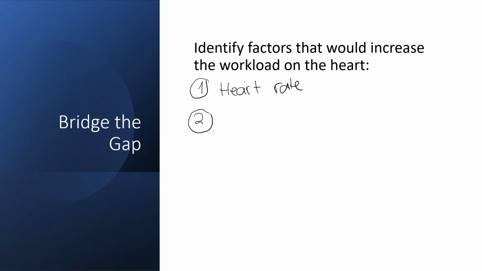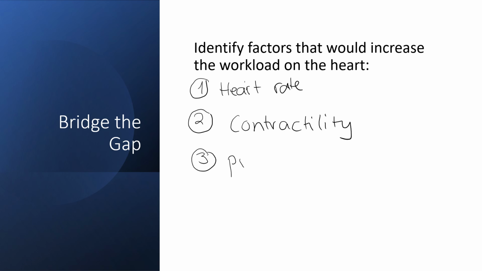Second, contractility. We said contractility is a bit different from heart rate. Rate is how fast it's going. Contractility is that squeeze. So the harder the squeeze, the more oxygen is going to be utilized to maximize that contraction. So again, it increases oxygen demand and myocardial workload.